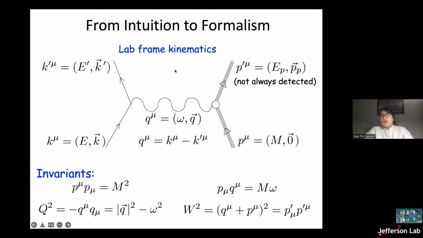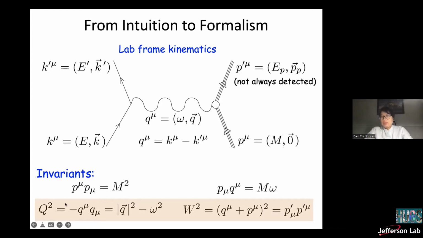So we have four-vectors: the incoming and outgoing electron, the target here, the proton at rest, and the outgoing proton for elastic scattering, right? But this one is not always detected. It depends on what we want to measure. From these four different vectors, we can build up different invariant variables. Invariant variables here are frame independent, so we can do it in any frame. The more important ones are Q square and W square.